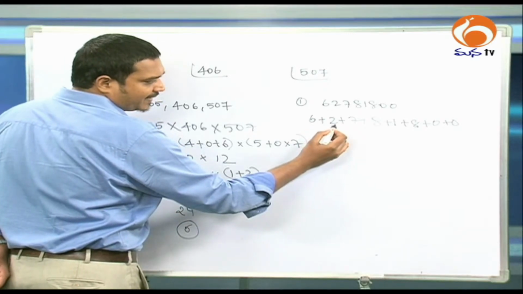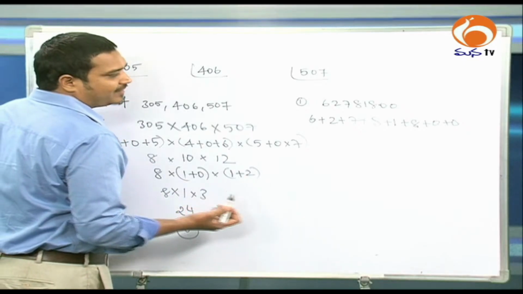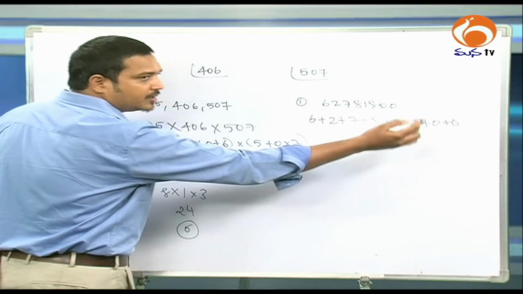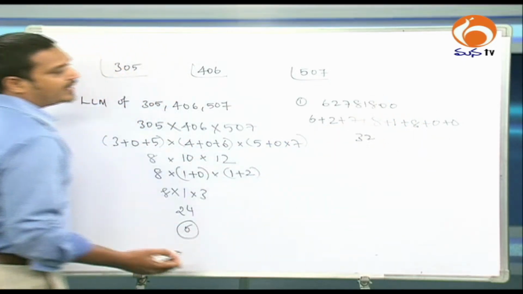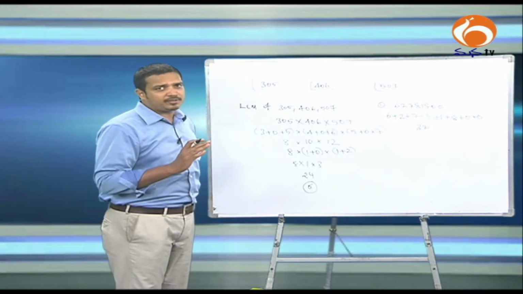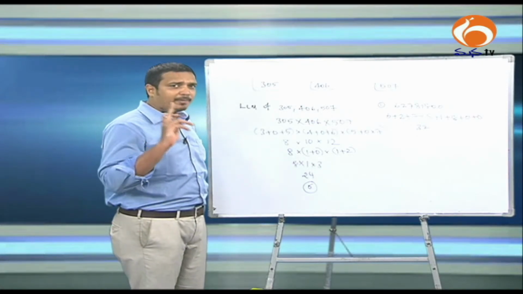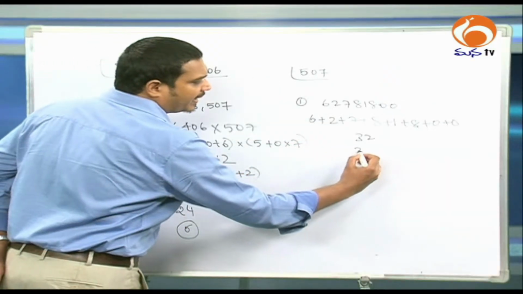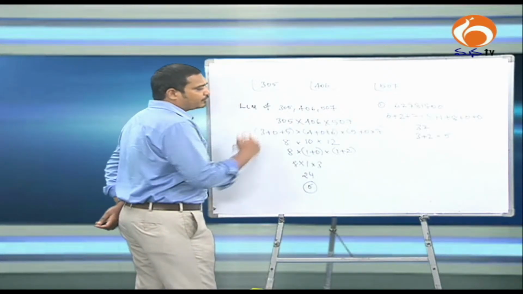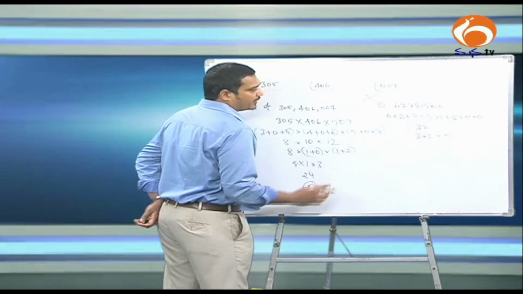6 plus 2 is 8. 8 plus 7 is 15. 15 plus 8 is 23. 23 plus 1, 24. 24 plus 8 is 32. 32 plus 0 is 32. So finally 32. As I told you, it's a digit sum, so we are not supposed to get a 2-digit number. Try to reduce it as much as possible, to a 1-digit number. Once again, 3 plus 2 is 5. But the digit sum for 305 into 406 into 507 is 6, and here it is 5. So not option 1; eliminate option 1.